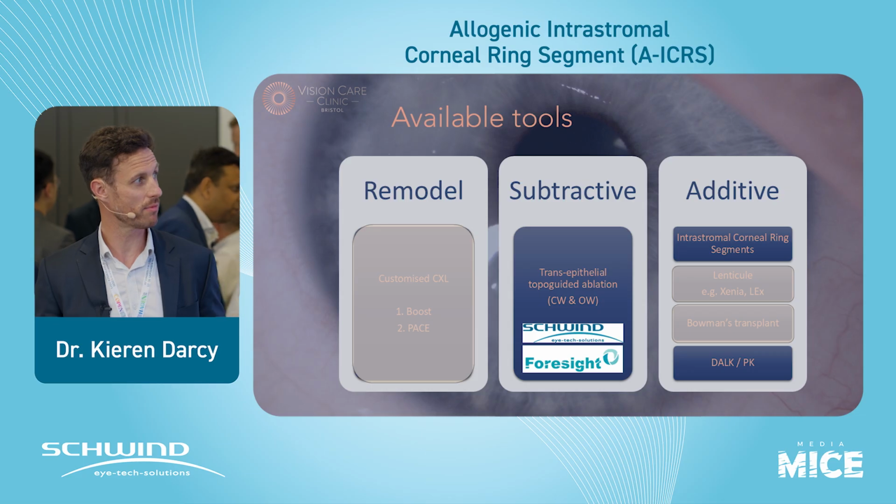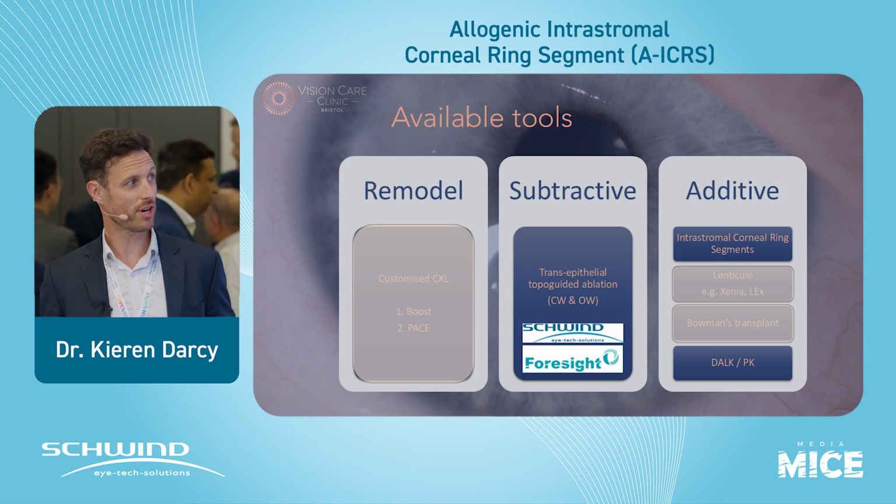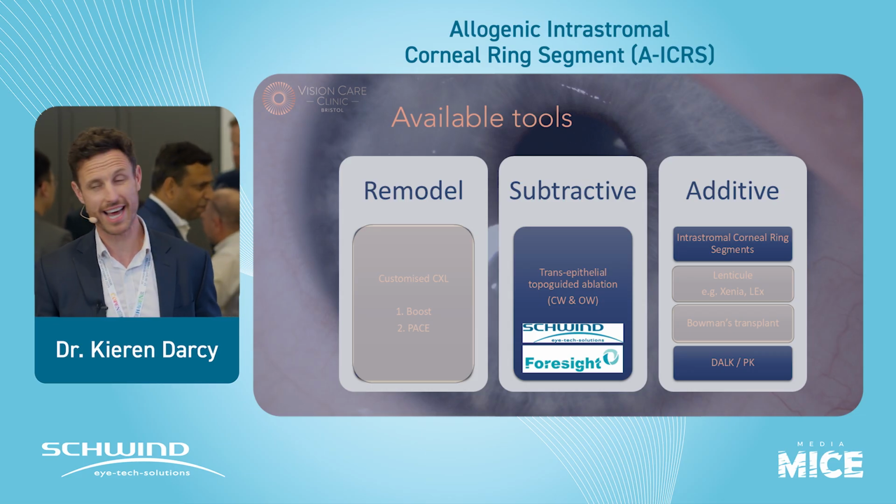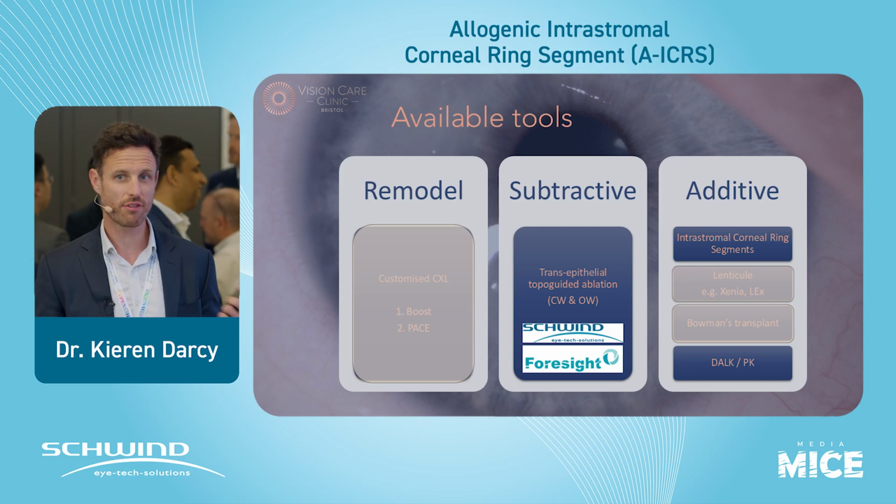So what are the tools we've got available to us to date? We've heard about some of them today. Well, essentially with the corneal treatments, we can remodel it, we can subtract and take tissue away from it, or we can add tissue to the cornea. And so they're the three different modes.